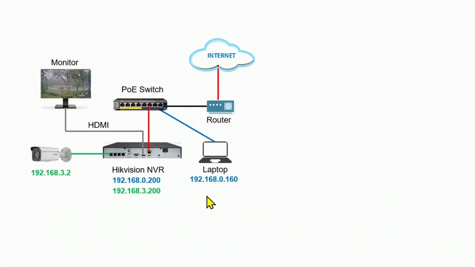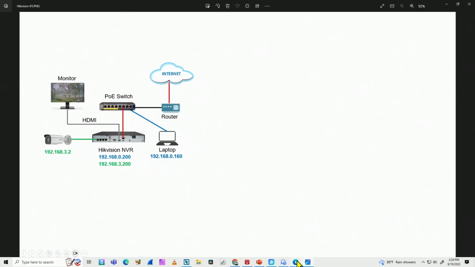Here's 192.168.0.160. And here is the different range. You see here I have green and blue, just to show you guys that's a different IP range. 192.168.0.something, and here's 3.something, right? So the laptop has no direct access to the camera, but can access the image via the NVR, right? Basically the camera sends the video to the NVR, and the NVR sends the video to me, and I can see it here via web browser.